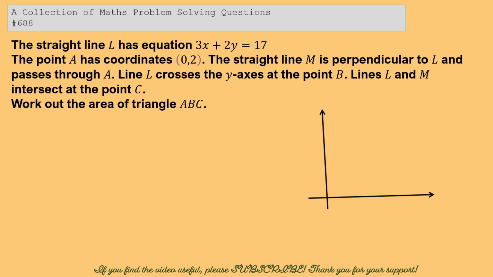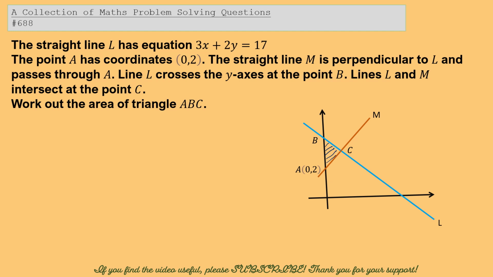So here first we need to draw the axis and then I draw the line L, because it cuts the y-axis, and we'll find out where it cuts soon. Then I draw the line M, because lines L and M are perpendicular to one another, and we've also been given that it passes through the point A, which has coordinates 0, 2. Line L crosses the y-axis at the point B, and L and M intersect at the point C. So the area that we need to find is this bit.